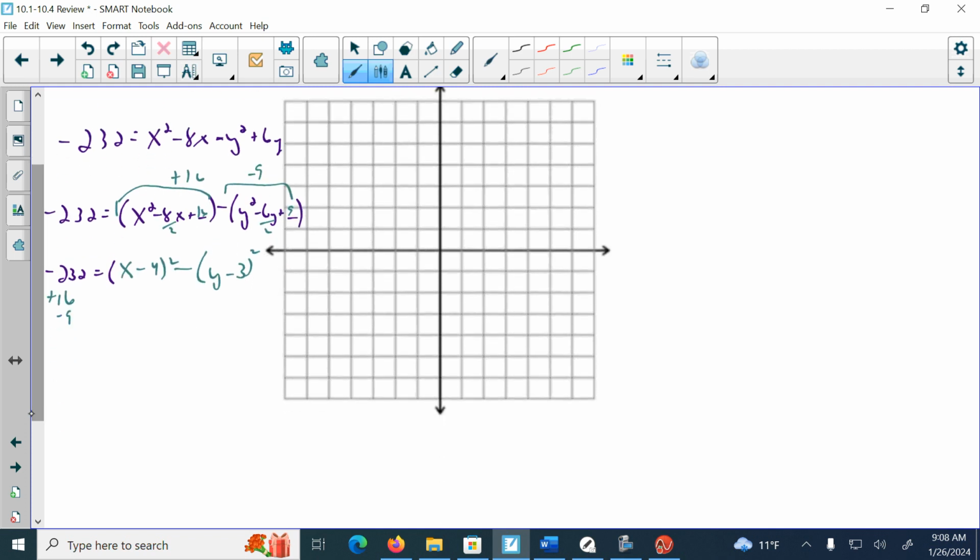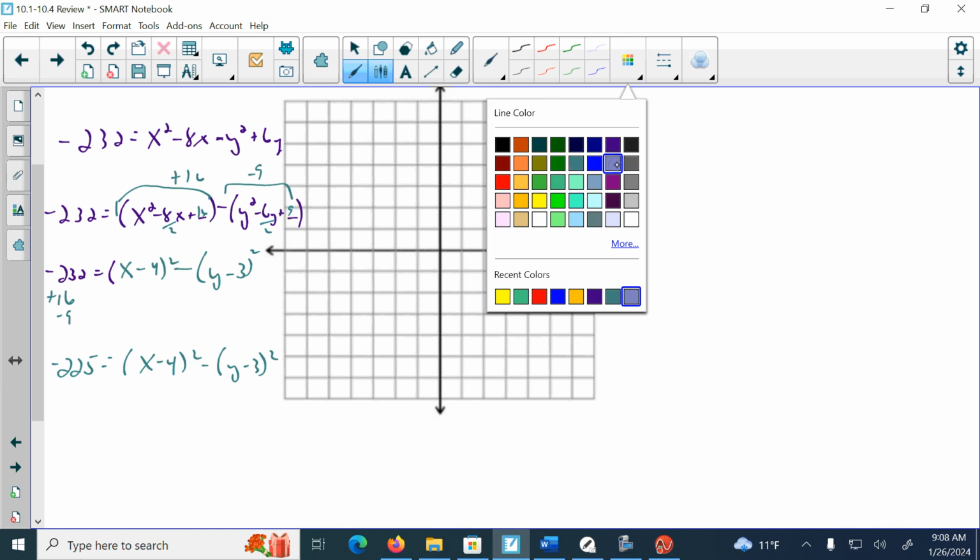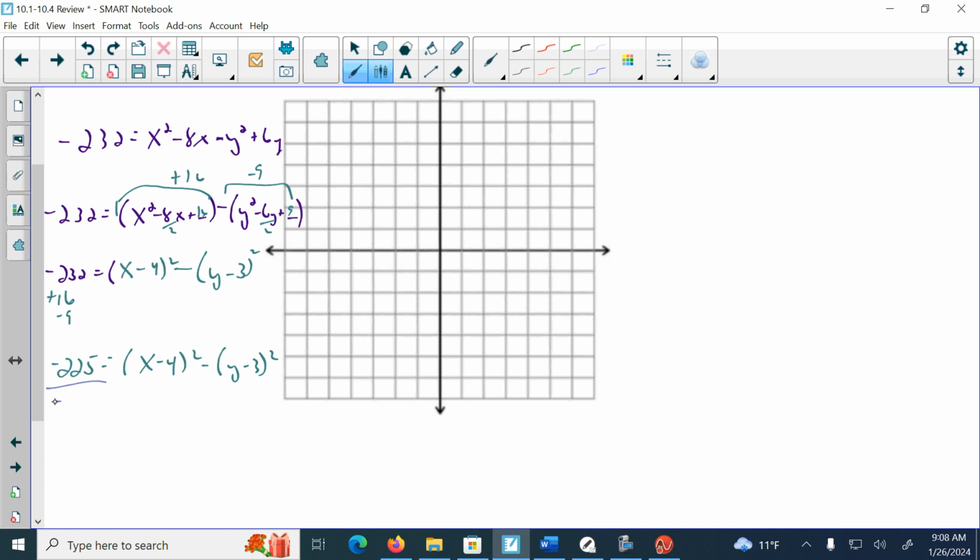So when I do all this, I get -225 is equal to (x minus 4) squared minus (y minus 3) squared. So I'm going to divide by this -225. I'm kind of glad I did this. So I'm going to divide by -225.